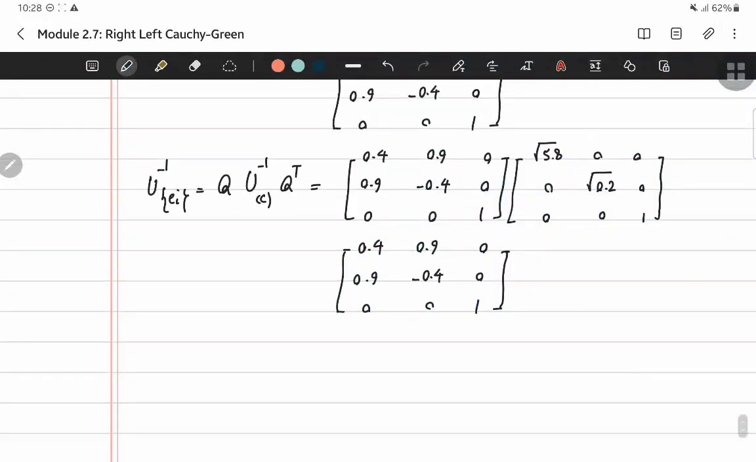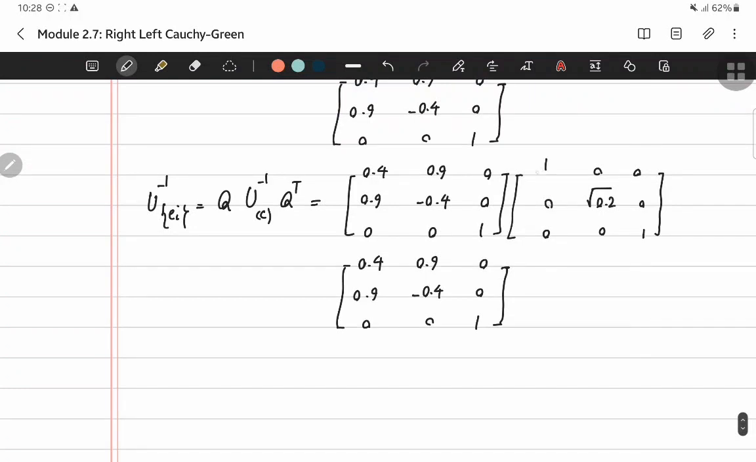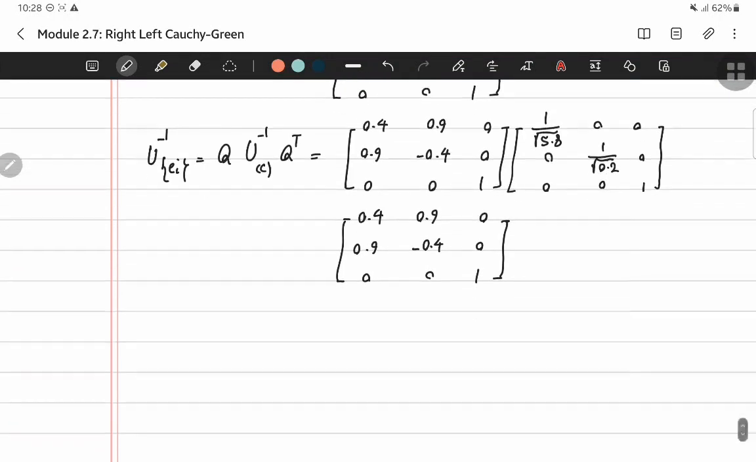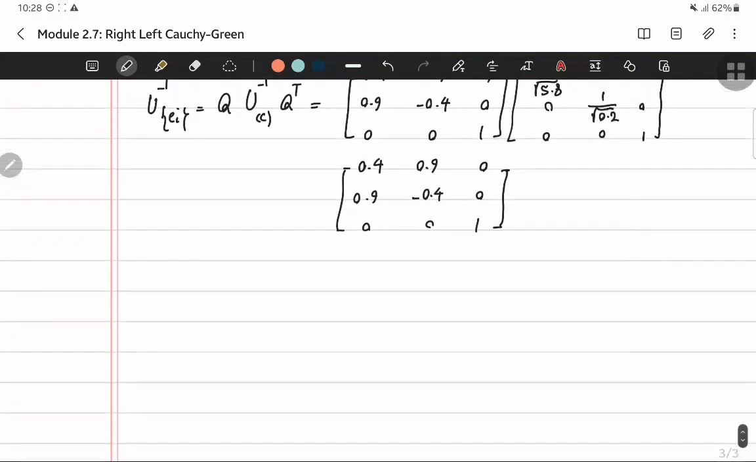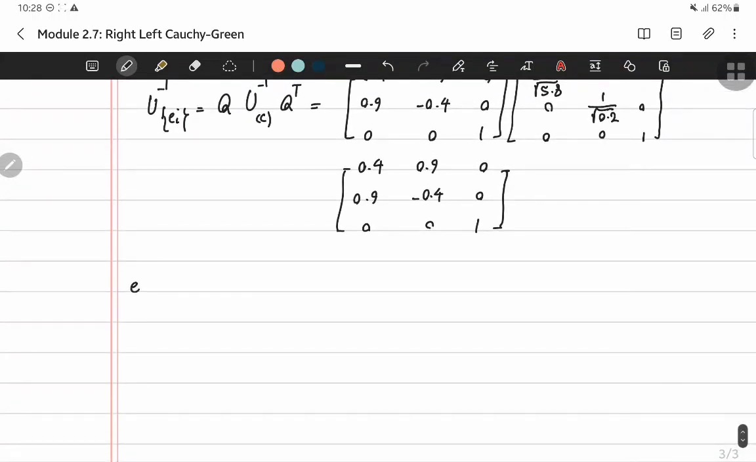All right, so I just need to replace this with U inverse, 5.8, 1, whatever, square root of 0.2, and here I have 1. So then you have U inverse in EI. The last part of the example says to find R in the reference configuration, again EI.